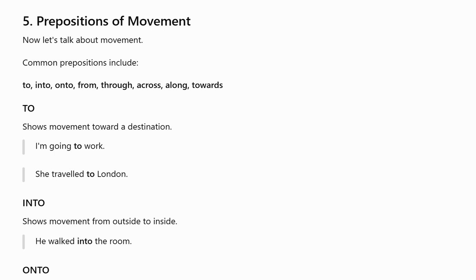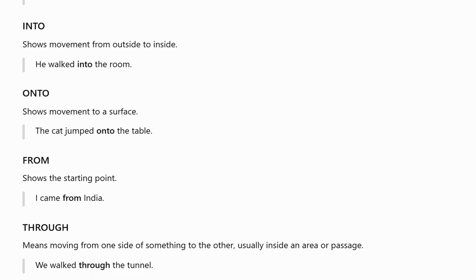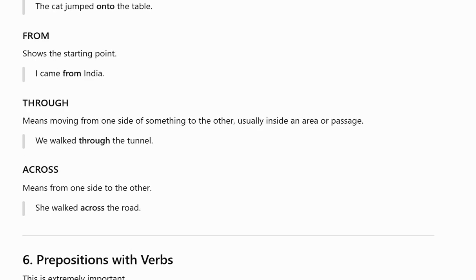Prepositions of movement. Now let's talk about movement. Common prepositions include to, into, onto, from, through, across, along, towards. To. To shows movement toward a destination. I'm going to work. She traveled to London. Into shows movement from outside to inside. He walked into the room. Onto shows movement to a surface. The cat jumped onto the table. From shows the starting point. I came from India.